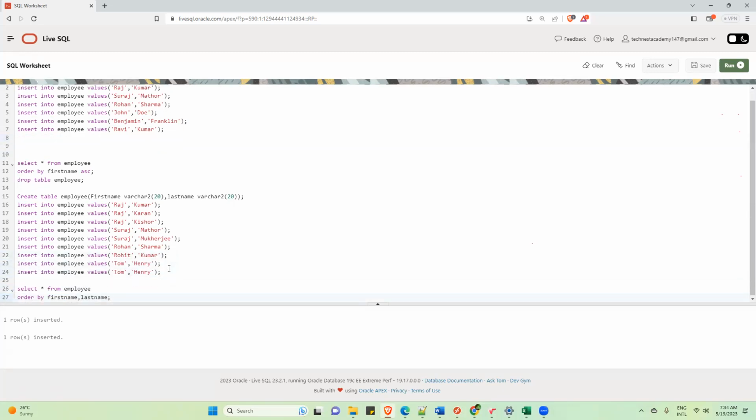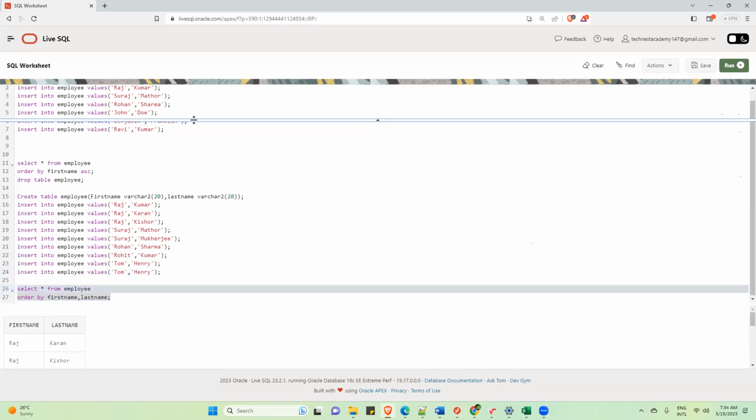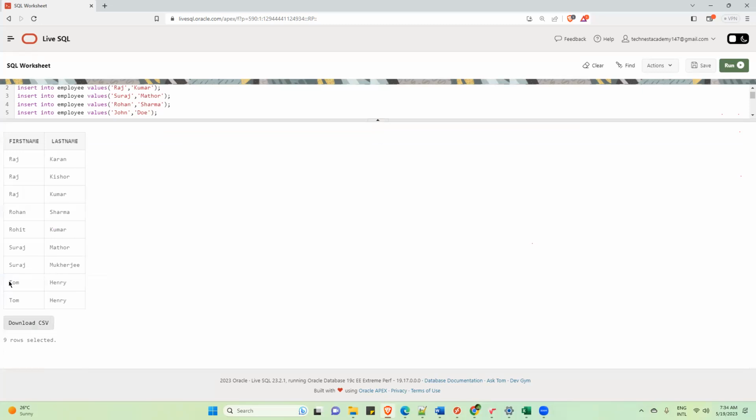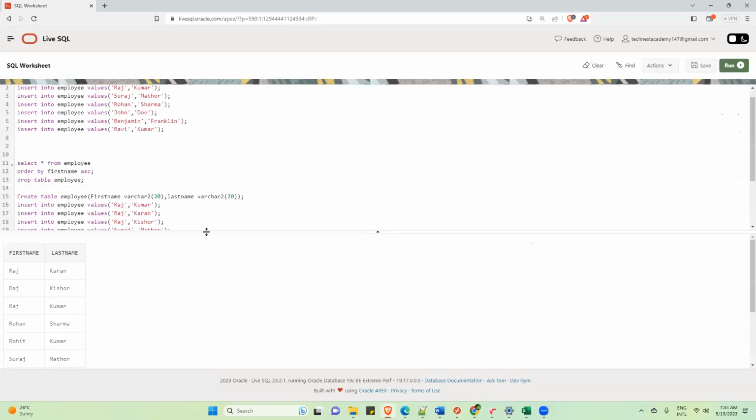Now see, I will run this query. Check the output. Tom will come after S. So Tom Henry, and then you have this Tom Henry. They're exactly the same, right? So you cannot figure out which one is on top and which is after that. Any other question?